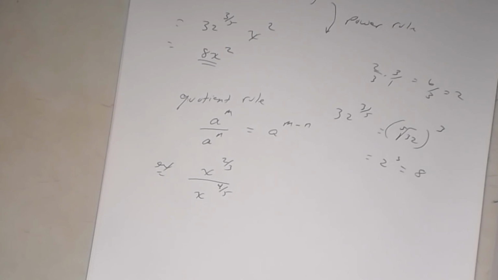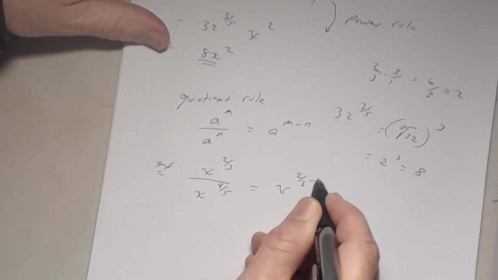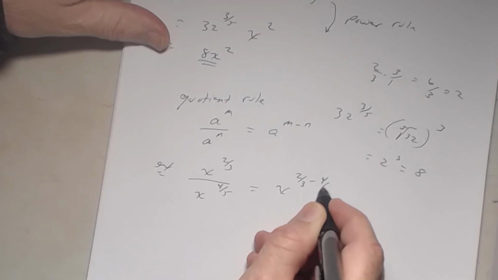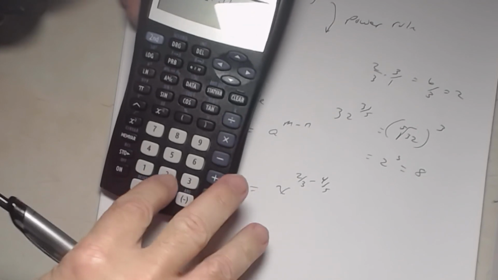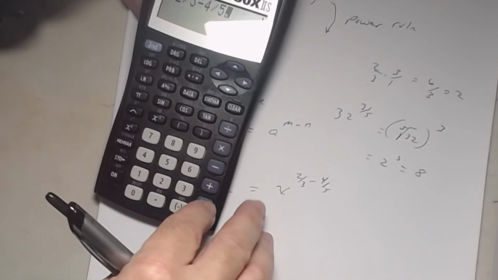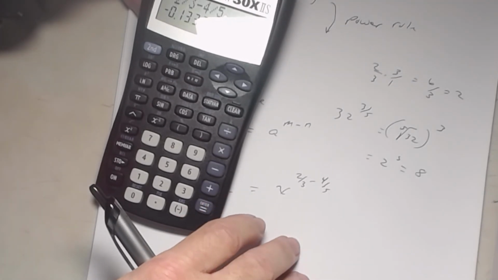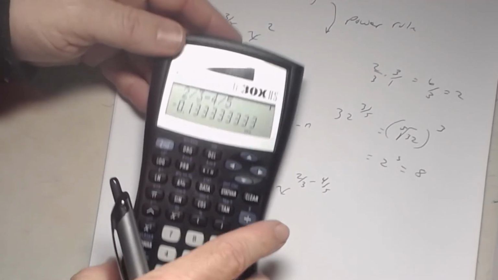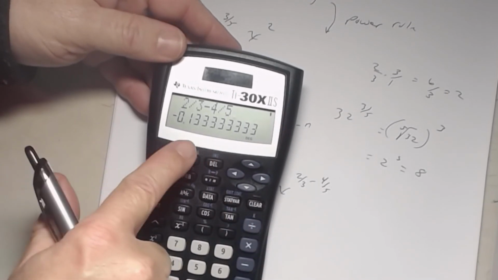So what rule do I need to use? Quotient rule. So that's going to be your base, which is x, raised to the 2/3 subtract what? 4/5. So on your calculator, what's 2/3 subtract 4/5? So 2 divided by 3, subtract 4 divided by 5, press equal. You don't have to put parentheses. We can't see it on your screen.